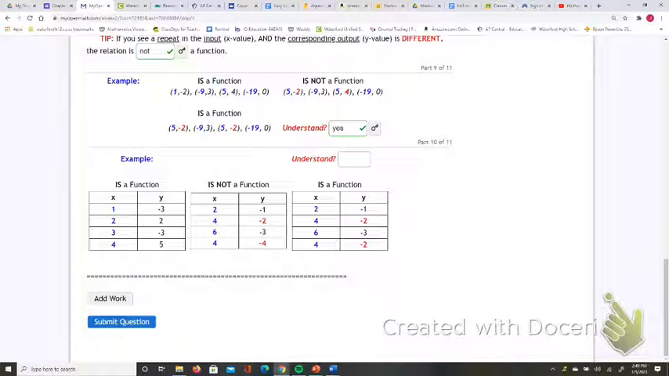Now look over at this one. When x is 2, y is negative 1. When x is 4, y is negative 2. When x is 6, y is negative 3. When x is 4, y is negative 2.